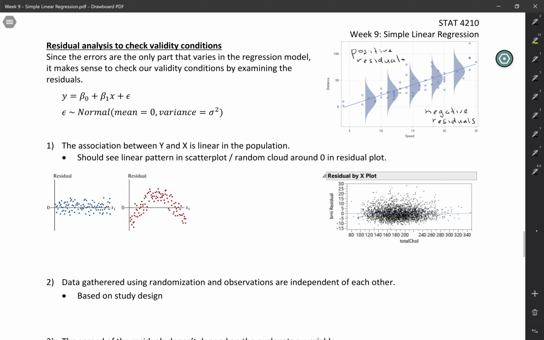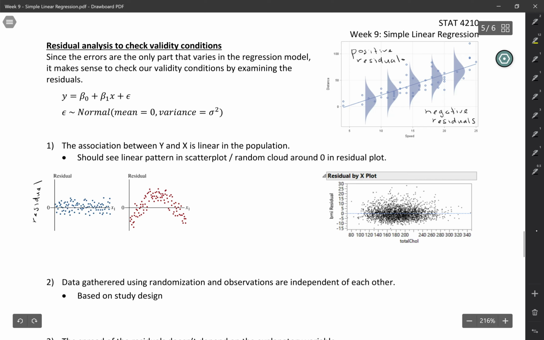The first one is going back to that regression equation itself. We're assuming that the association between y and x is linear in the population. Of course you can look at linearity in a regular scatter plot, but sometimes it's easier to see this in a residual plot. In this plot, we've got our residuals on the y-axis, and then our explanatory variable is here on the x-axis.